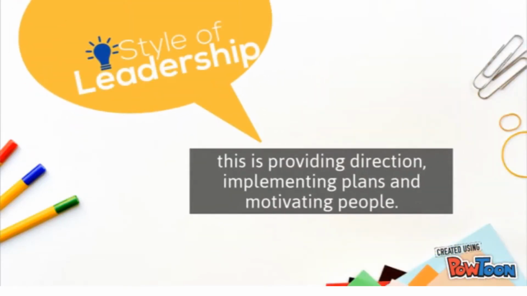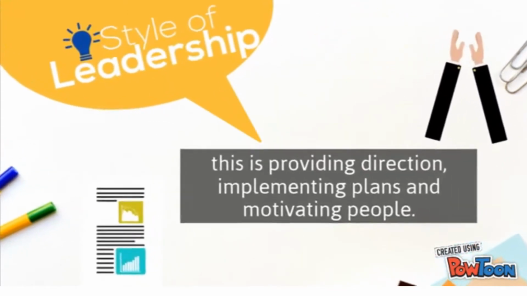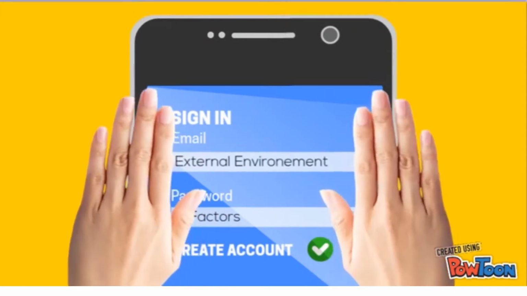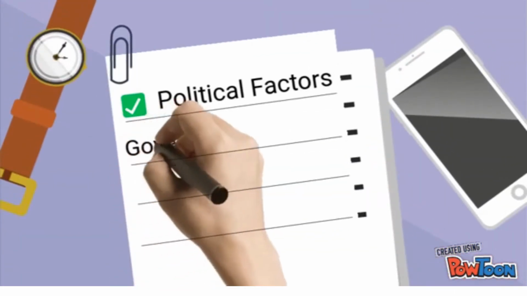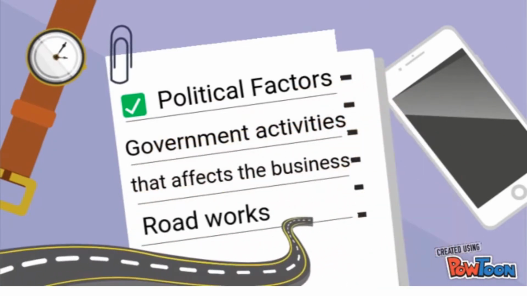This is providing direction, implementing plans, and motivating people. Now let's go to the external environment. Under this, there are 6 factors. One is political factors, which are government activities that may affect your business. Examples of this are roadworks.